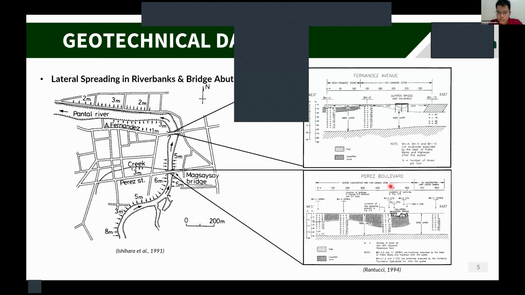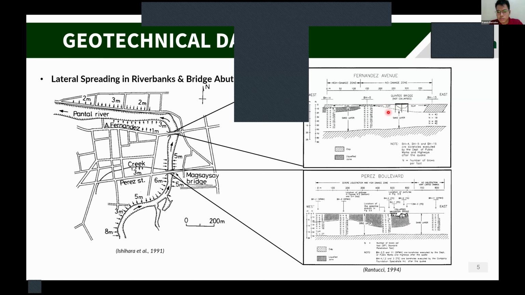So this is where the importance of site-specific investigation was really highlighted, because in Magsaysay Bridge, as you can see here, because of the characteristics of the shallow subsurface, it experienced extensive lateral spreading. Whereas the Quintos Bridge did not collapse, because for some reason it is located on relatively good ground in terms of liquefaction response, so there's not much lateral spreading in the area.